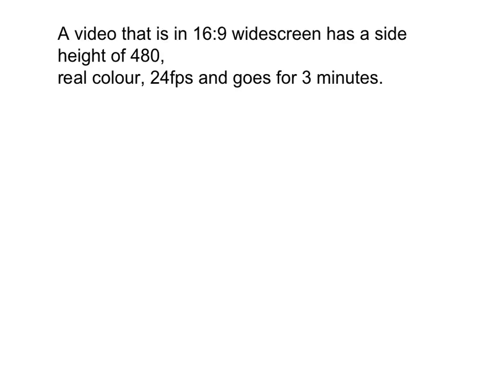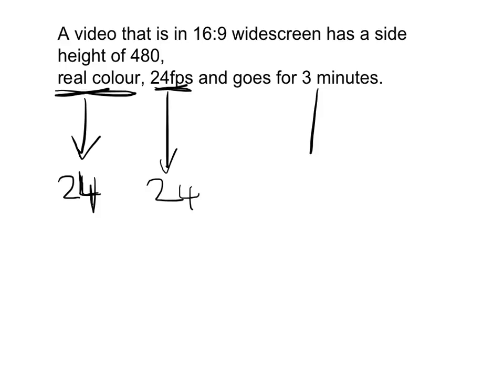So going back to our question here, we now know that real colour means that the bit depth is 24. We have 24 frames per second, and we've got 180 seconds. So we've got 3 pieces of information here. And if we take the height as the 4th piece of information, which is 480, how do we find the width?